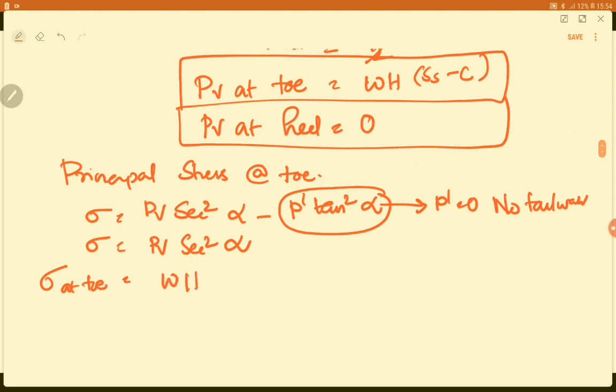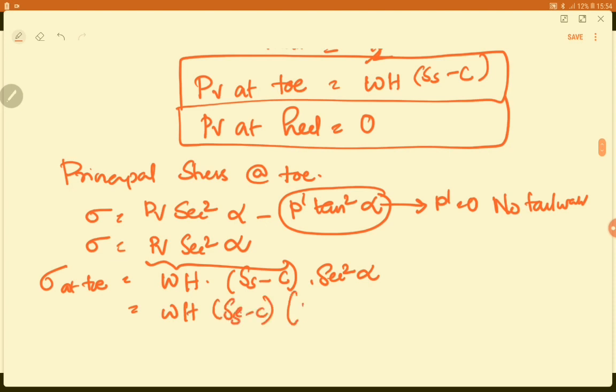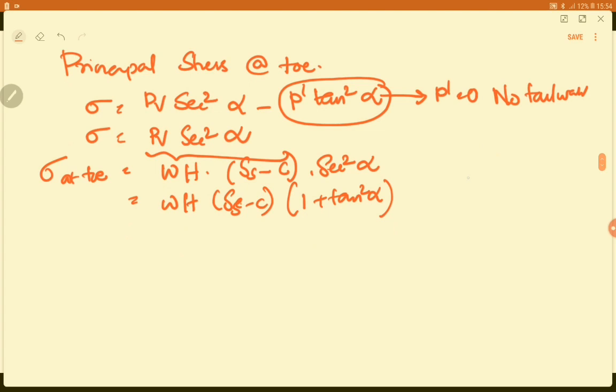WH into SS minus C, C into secant square alpha. This is the value of PV. PV is equal to this. Now, what is this secant square alpha? WH into SS minus C can be written as 1 plus tan square alpha. Now, what is this tan square alpha here?